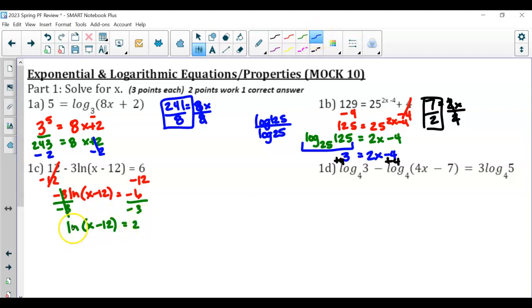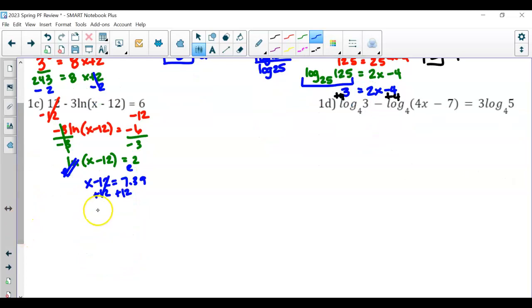Now we can take the inverse of ln, natural log, which is our function e here. So now I've got x minus 12, which is equal to approximately 7.39. So now when I add 12 here to both sides, you do get that x is approximately 19.39. So now our last equation here, 1D, we do have multiple log properties that we need to use here.